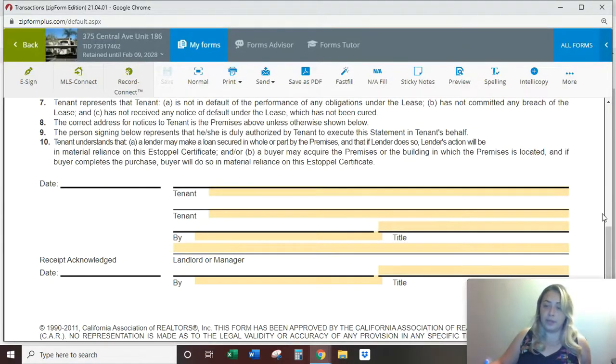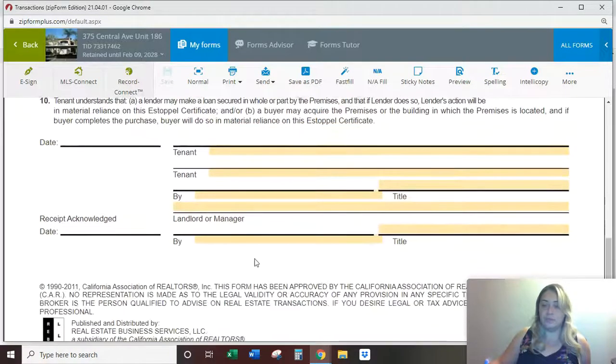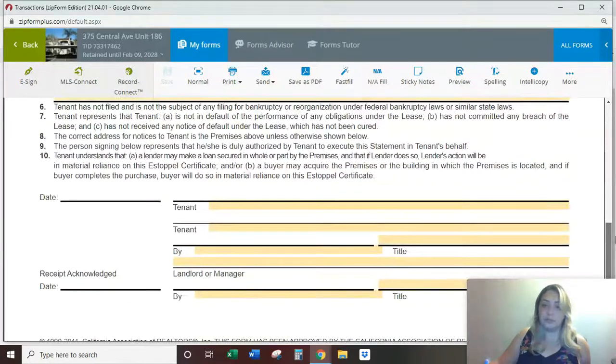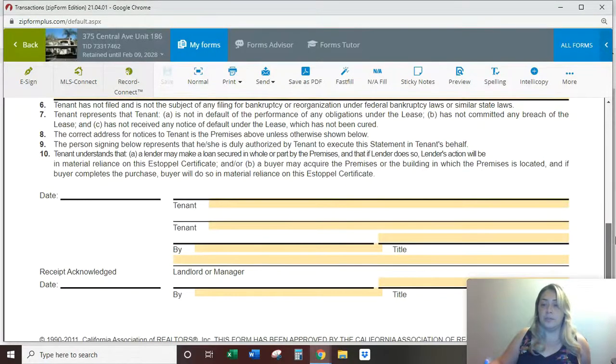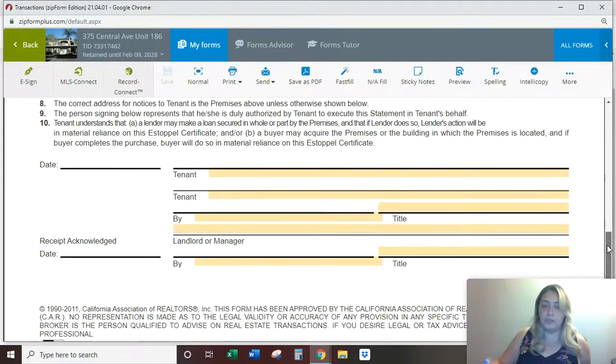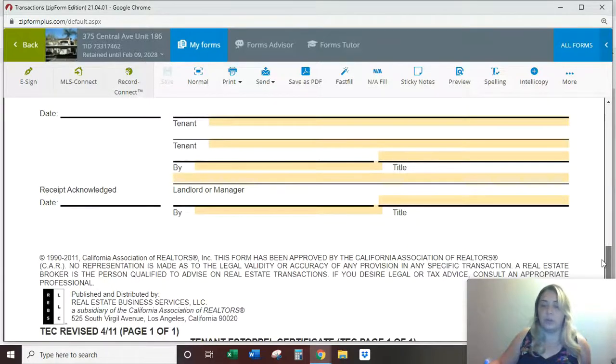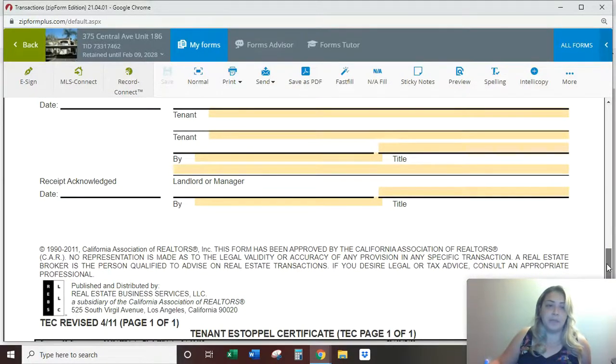So if your client or if you are financing an income property, your lender's going to want to see an estoppel certificate. Sometimes the lenders are pretty lenient and they'll just take the lease agreement. However, when it goes through underwriting, if it's any tad bit questionable or they just want to make sure, they'll issue out an estoppel certificate. They might have their own forms or they'll require your realtor to submit this. And that's pretty much it.